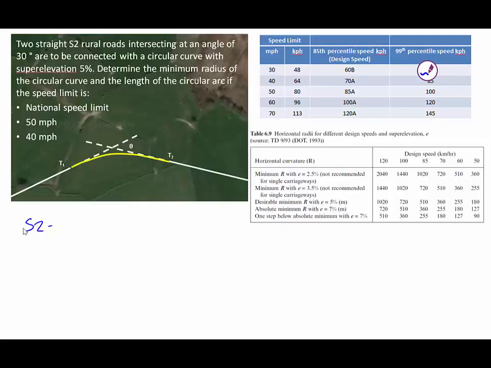We're asked to find the minimum radius of the circular curve and the length of the circular arc at these three different speed limits. And we're given information including the intersection angle, which is 30 degrees. We know that the super elevation of the road is going to be 5%, which is the normal amount. That's enough information to get started. So first of all, let's look at the national speed limit. Now, it's an S2 road, single carriageway, therefore the national speed limit is 60 miles per hour.